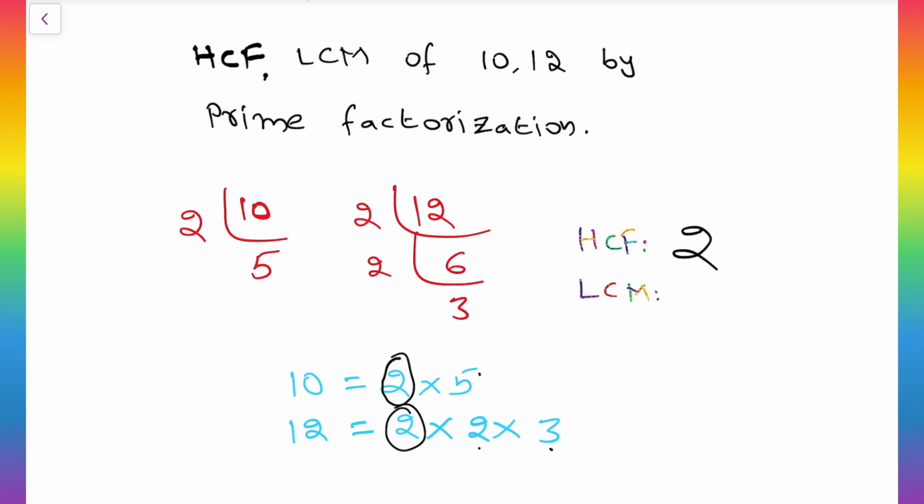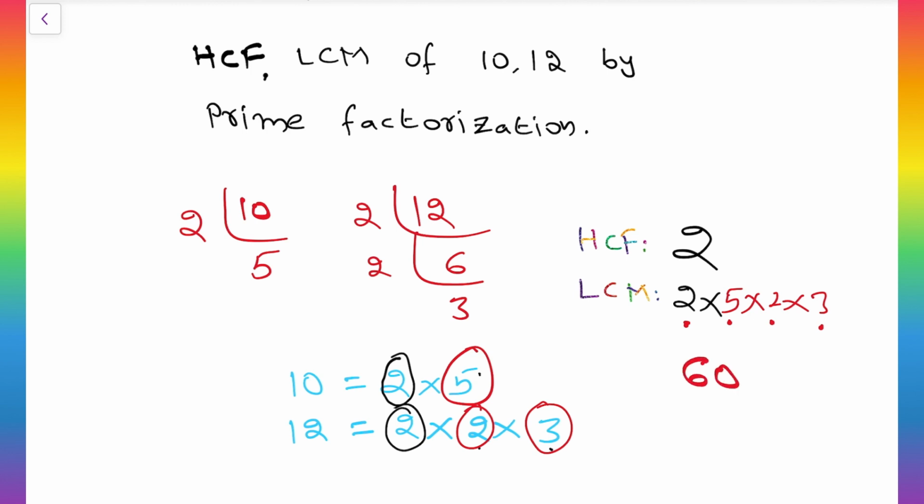Next, coming to the LCM. Write all the numbers which are common, that is 2, into the numbers which are extra; those numbers also you need to write. Now if you observe clearly, here 5 is extra, write that 5 here, into here 2 is extra, write that 2, into here 3 is extra, write that 3. So our LCM is 2 into 5 into 2 into 3. So 5 2s are 10, 10 2s are 20, 20 3s are 60. So LCM of 10, 12 is 60.